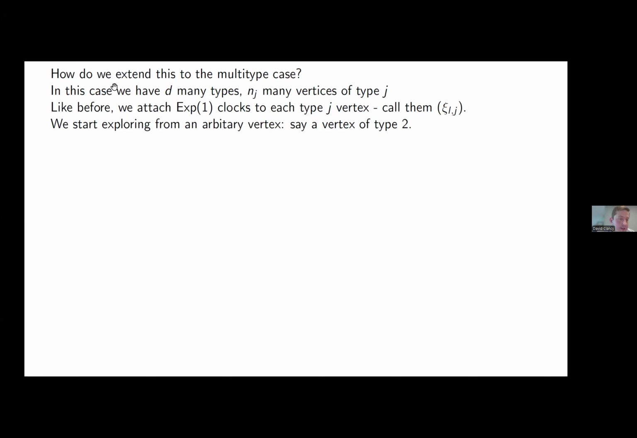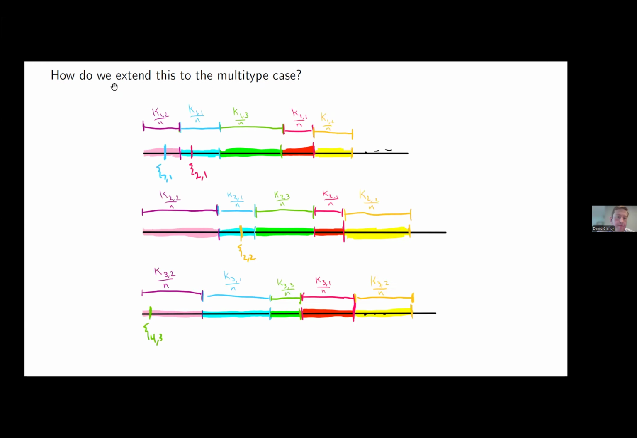Let's just say it's of type 2 so that we have some picture in mind. So the idea is that we now keep track of several timelines at once. I'm not going to go through the full encoding. I believe in a few weeks, Vlada Limic will talk a little bit more about this. But the idea is that we're starting exploring at a vertex of type 2. So we start exploring here.